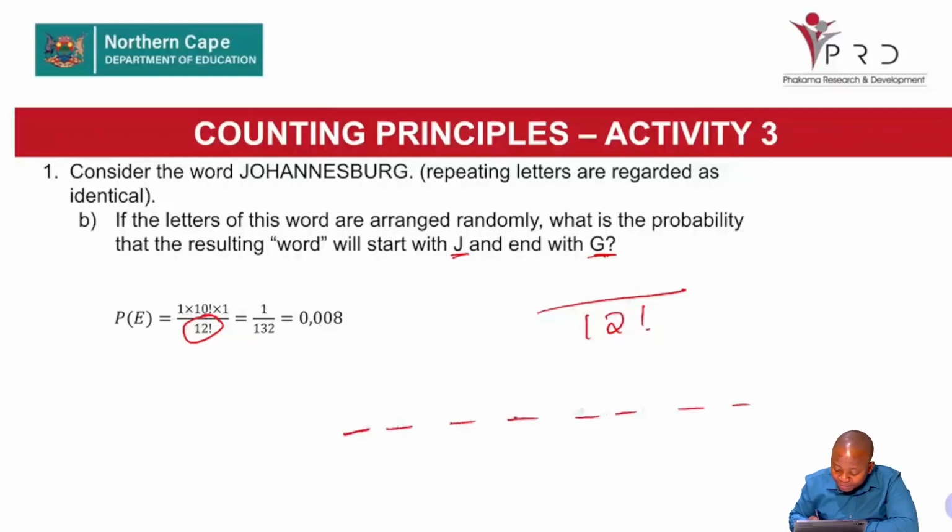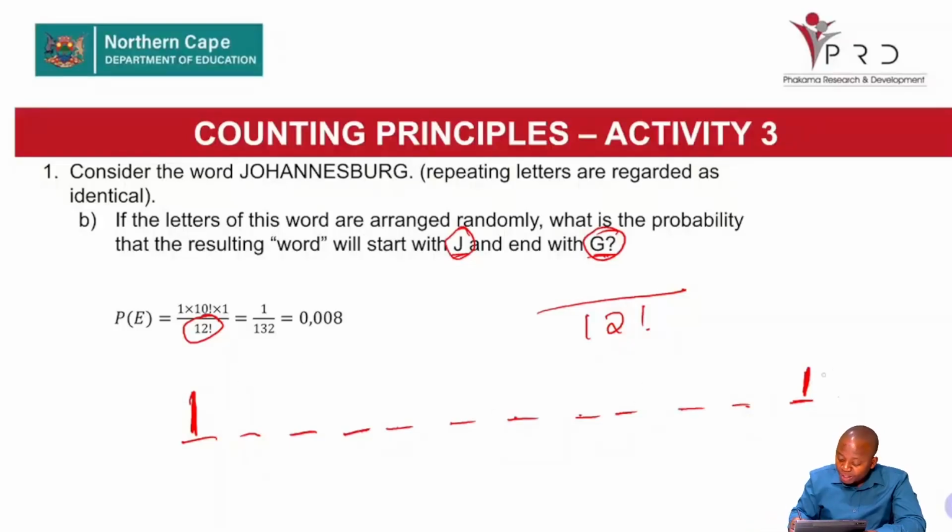1, 2, 3, 4, 5, 6, 7, 8, 9, 10, 11, 12. So Johannesburg, it's 12 factorial. We are saying they start with J. So the first position is restricted to J only. The last one is restricted to what? To G. So the first and last are restricted. Then the rest of Johannesburg is going to be in the middle.